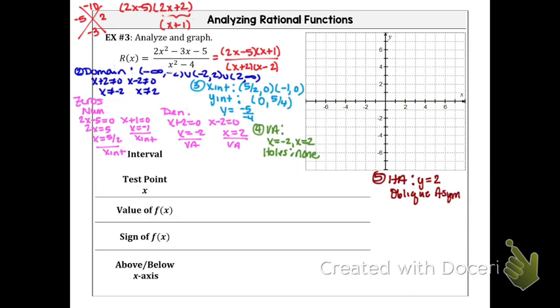Which means, because we have a horizontal, we can't have an oblique or a slant, so therefore it has to be none. The top is not bigger than the bottom by 1. 6 is going to be symmetry.